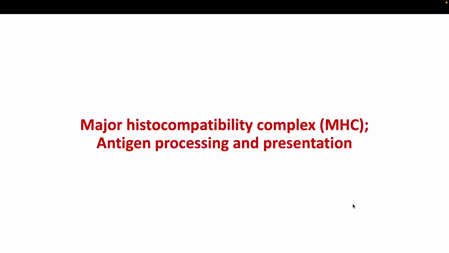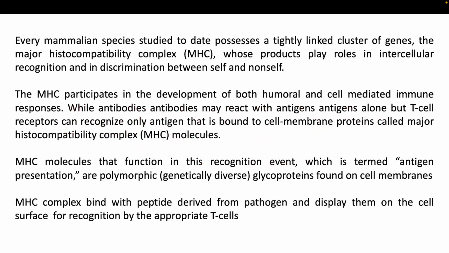So today we will discuss the MHC complex, or the major histocompatibility complex, and then we will see how antigen processing and presentation happen through the MHC complex. In every mammalian species, to date, there is a tightly linked cluster of genes, the MHC complex, whose products play a role in intercellular recognition and the discrimination between self and non-self.